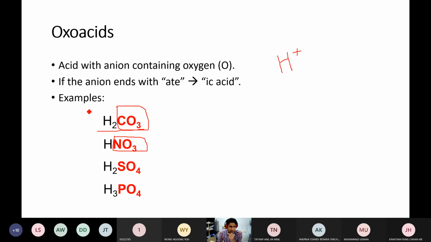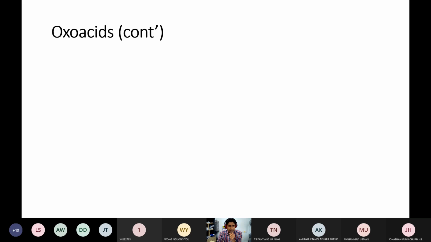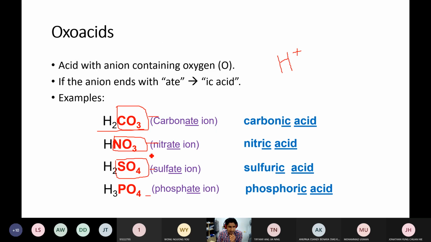Hydrogen is not an anion because it is always positive. These are the anions, and all of their names end with "ate": carbonate, nitrate, sulfate, phosphate. So that is why it will be "ic acid." So carbonic acid, all right, and nitric acid, sulfuric acid, phosphoric acid.